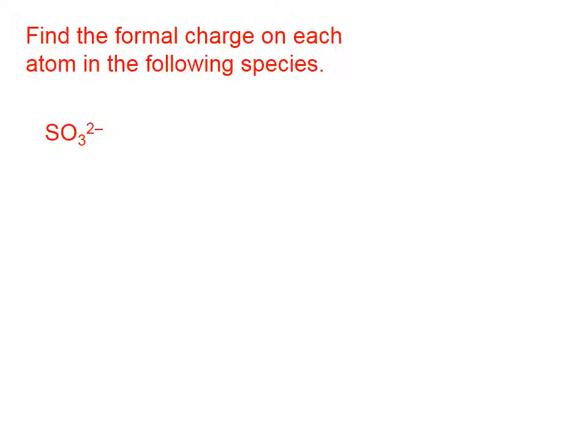This ion is called the sulfite ion. The first thing we need to do in finding formal charge is to write a Lewis structure. To find a Lewis structure, we need to count up valence electrons. Both sulfur and oxygen have 6 valence electrons, so 3 times 6 is 18, plus another 6, that's 24, plus 2 more for the charge here, that's 26. We're going to put the sulfur atom in the middle, put the oxygens around the outside, and complete the octets. If we count up those electrons, that's 24.